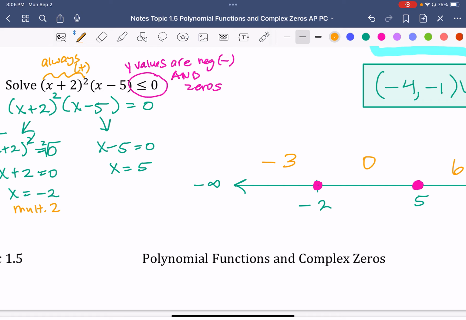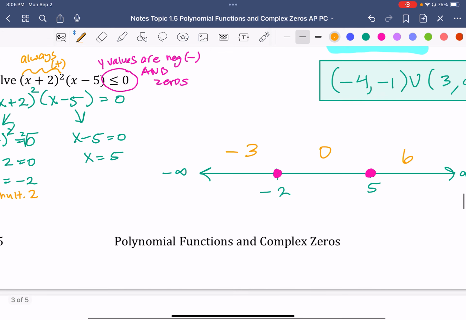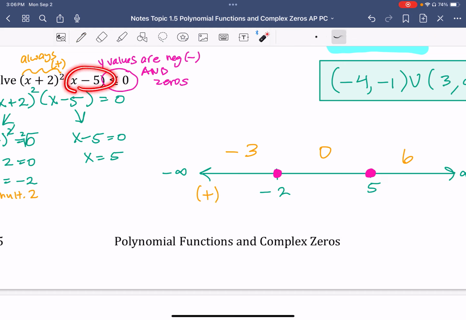So I don't really need to spend my time plugging things in like I did on the other one, because regardless of what I plug into it, if it ends up being positive, a positive squared is positive, and if it ends up being negative, a negative squared is still positive. So I know that my first factor is always going to be positive, okay? So I really only have to worry about plugging into the second factor.